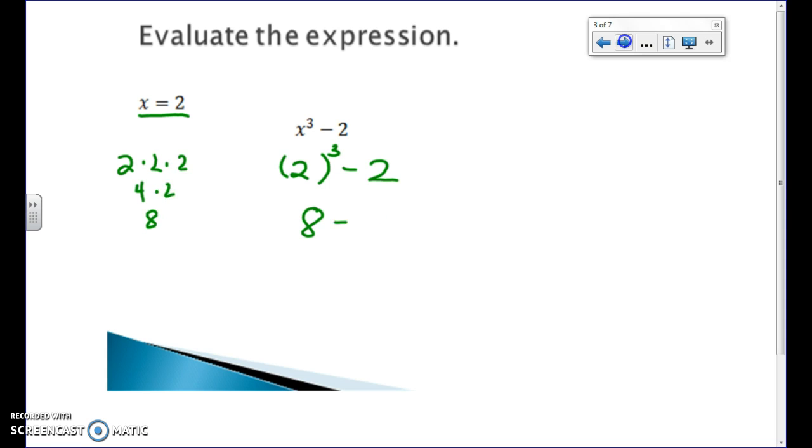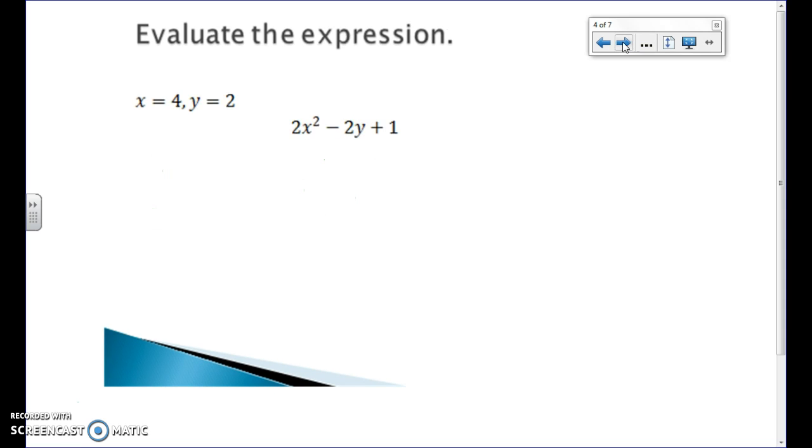So 8 minus 2. In fact, I actually got a little ahead of myself there. There's no operations in the parentheses, so I can think of it as 2 cubed minus 2. My exponents come first. 8 minus 2 is 6. All right. So again, I'm just following order of operations through the problem and evaluating it.